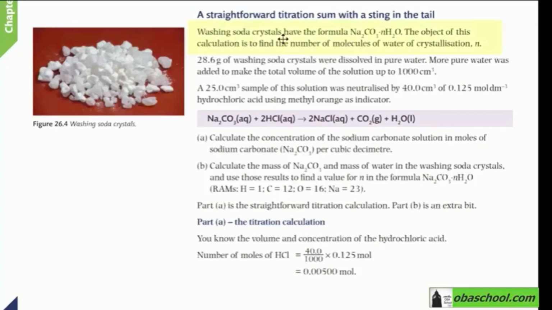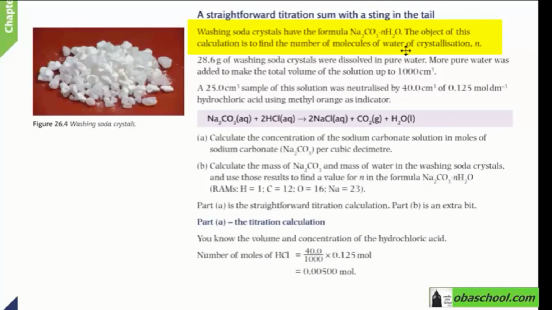Washing soda crystals have the formula Na2CO3·nH2O. Crystals usually contain water. That's why in the formula we have H2O. Next to the H2O we have n. n is a number, but it is unknown. The object of this calculation is to find the number of molecules of water of crystallization, n. So the aim of this calculation is to find n, which is the number of molecules of water.